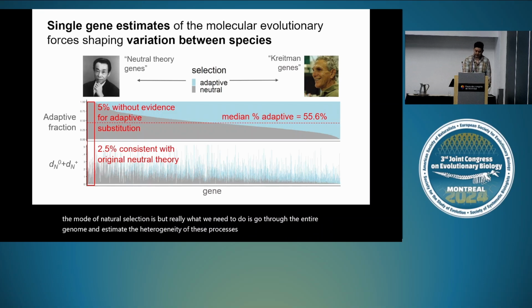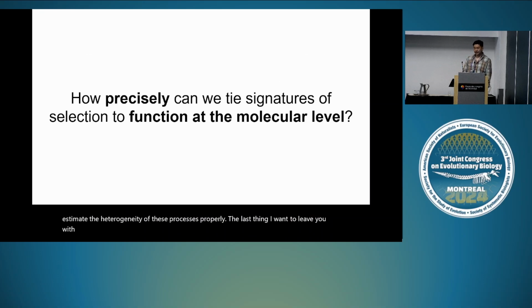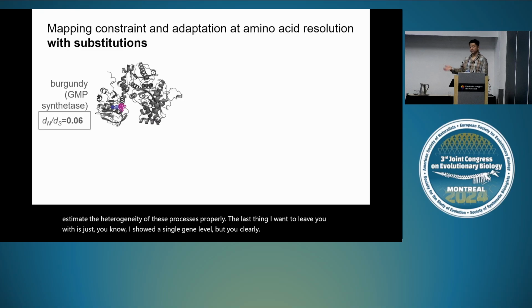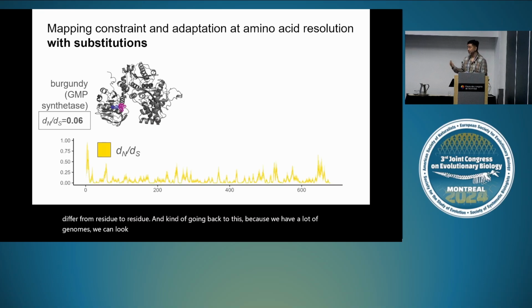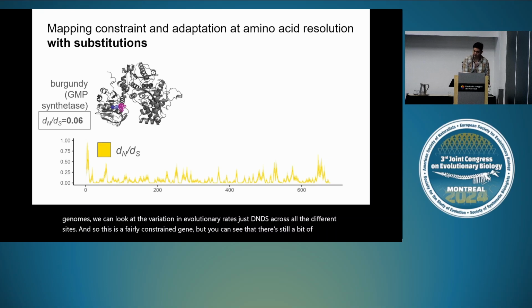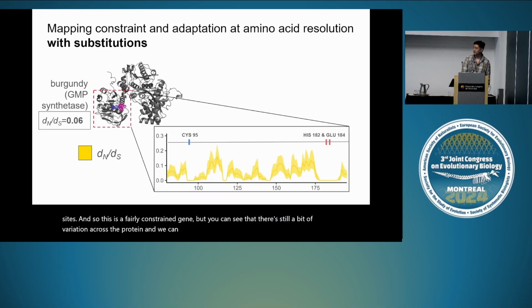The last thing I want to leave you with is, I showed this at the single gene level, but clearly even individual genes are very heterogeneous. The proteins have differences in function that differ from residue to residue. And going back to this, because we have a lot of genomes, we can look at the variation in evolutionary rates, just dN/dS, across all the different sites. This is a fairly constrained gene, but you can see that there's still a bit of variation across the protein, and we can zoom in a little more to the region where the catalytic residues sit.